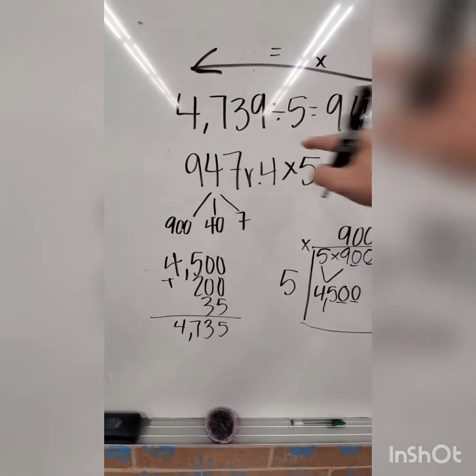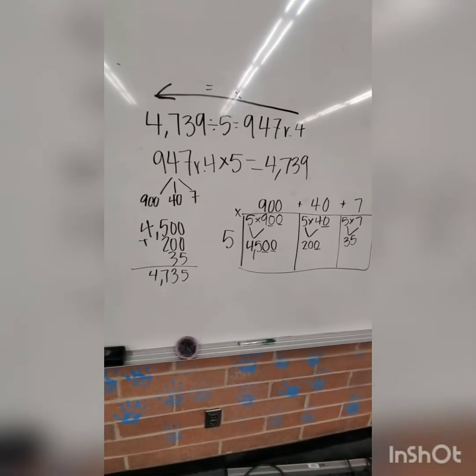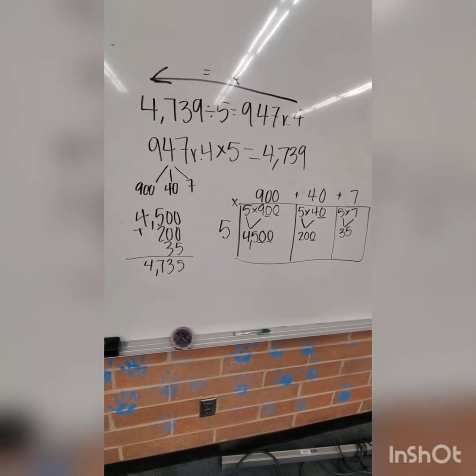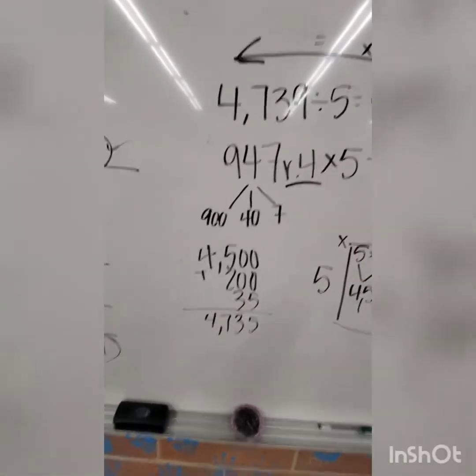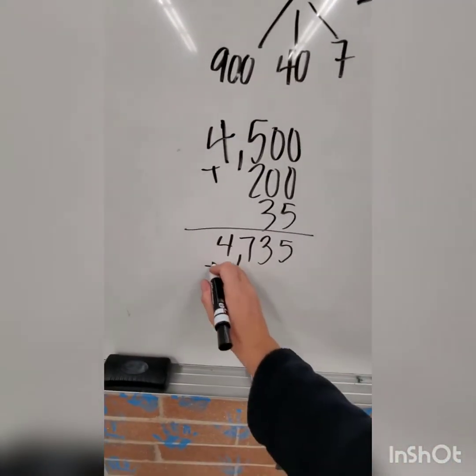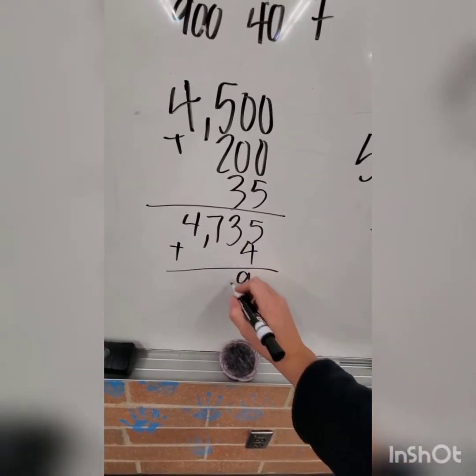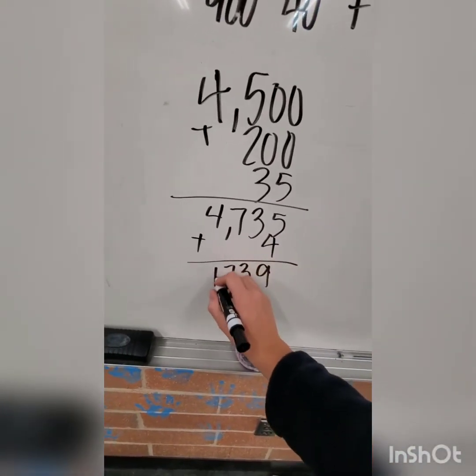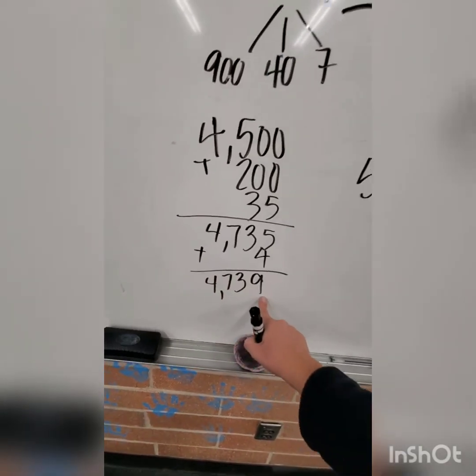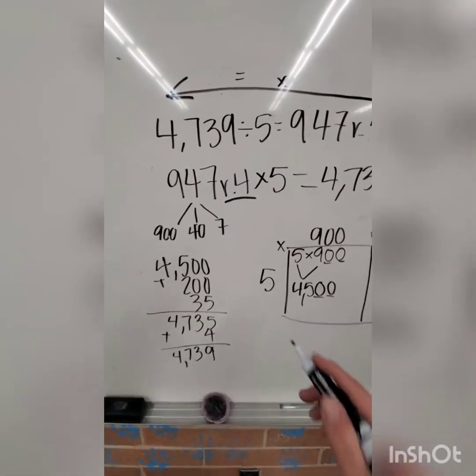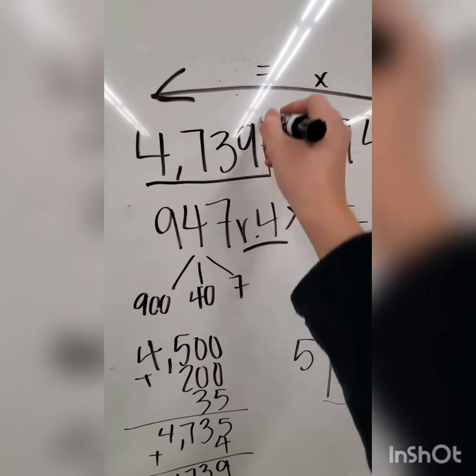And you should figure out why if you look at this. We did forget one thing. We forgot our remainder. So we need to add our remainder in there. And it's a remainder of 4. So I have 9, 3, 7, 4. 4,739. And it matches our dividend.